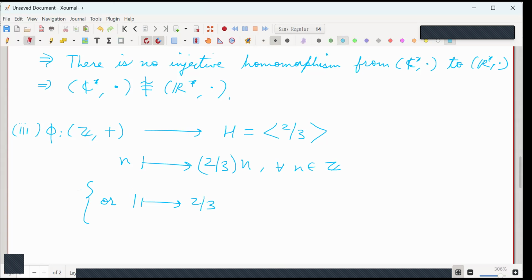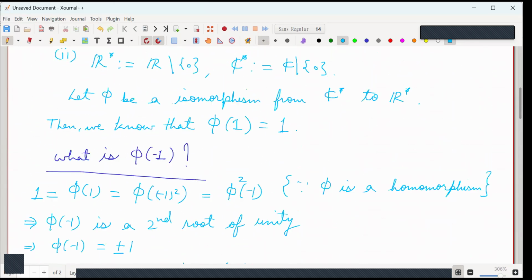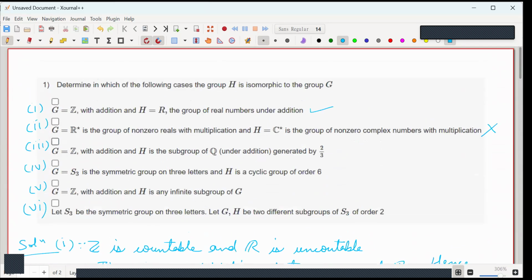Okay, so you are right. This is a homomorphism and also a bijection. So this is an isomorphism, right? So is there any doubt in the first three questions? No, sir. Okay, so let's go to the fourth one.